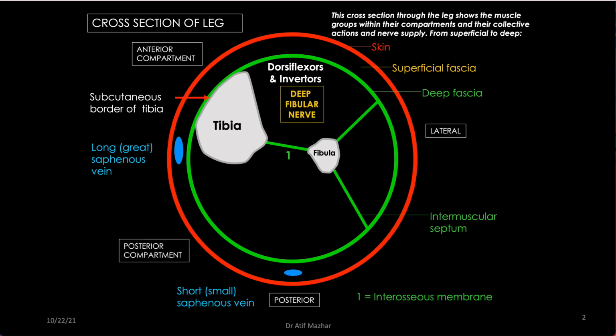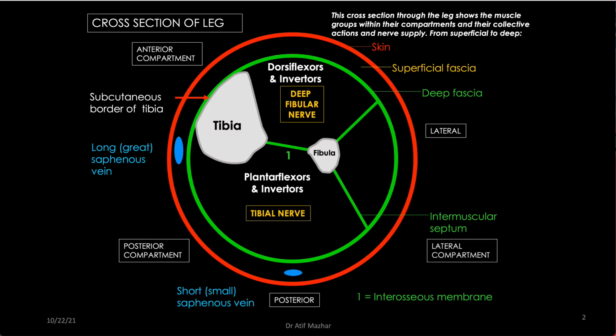And then look at the posterior compartment. These muscles are doing the opposite. The anterior compartment had dorsiflexors, and these are the plantar flexors. But at the subtalar joint, both of these groups are behaving the same. They are the inverters, and their nerve is the tibial nerve.